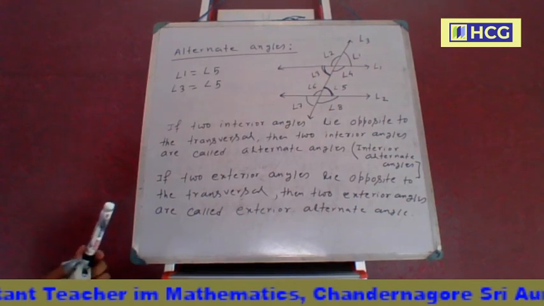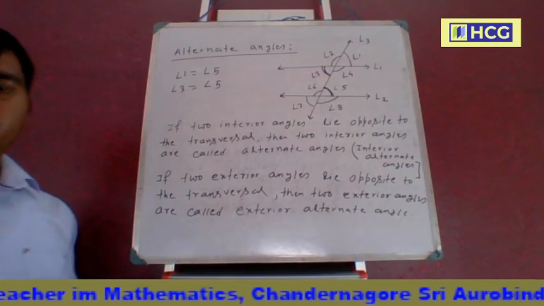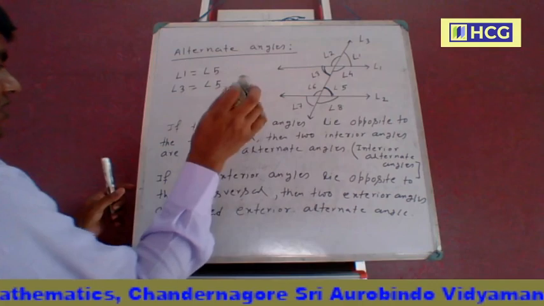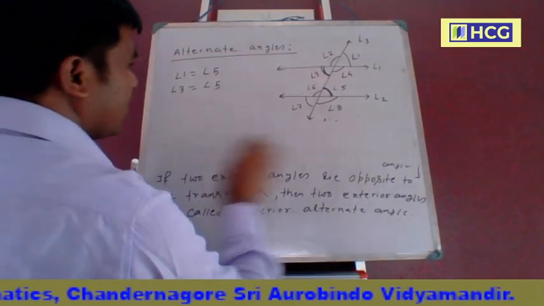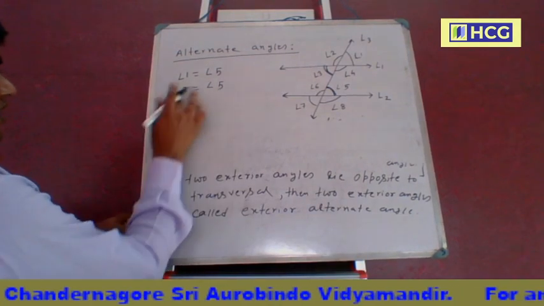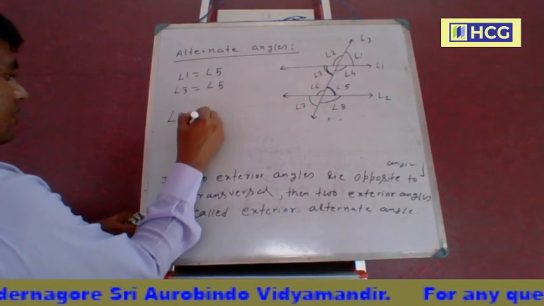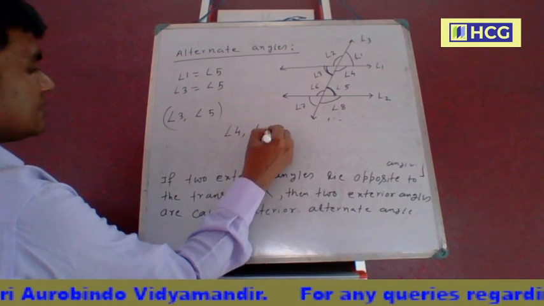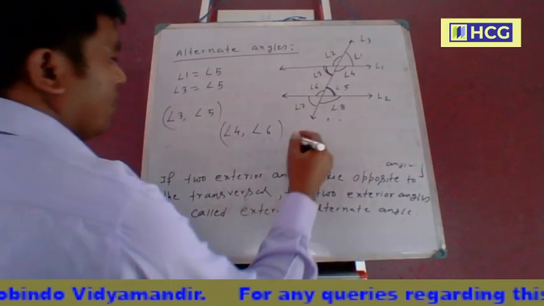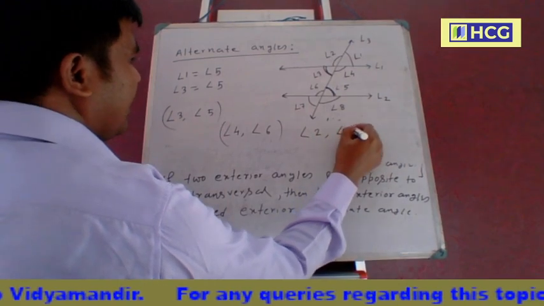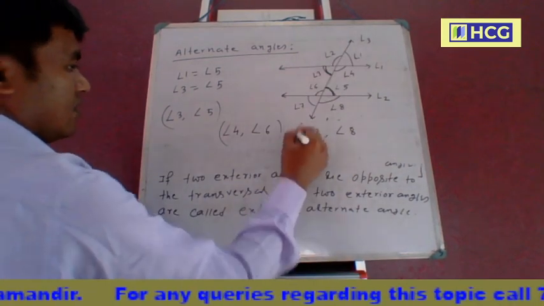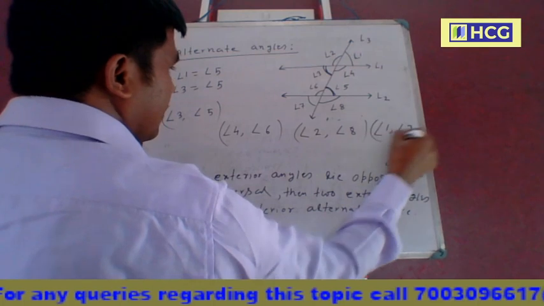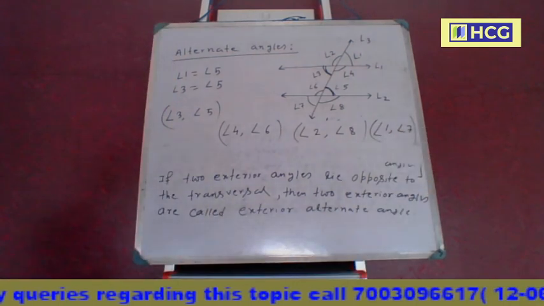If two lines are parallel, then alternate angles are equal, and corresponding angles are equal. So angle 3 and angle 5 are alternate angles. Also angle 4 and angle 6 are alternate angles. Angle 3 and angle 5, and angle 4 and angle 6, are alternate interior angles. Angle 2 and angle 8 are exterior alternate angles, and angle 1 and angle 7 are also exterior alternate angles.